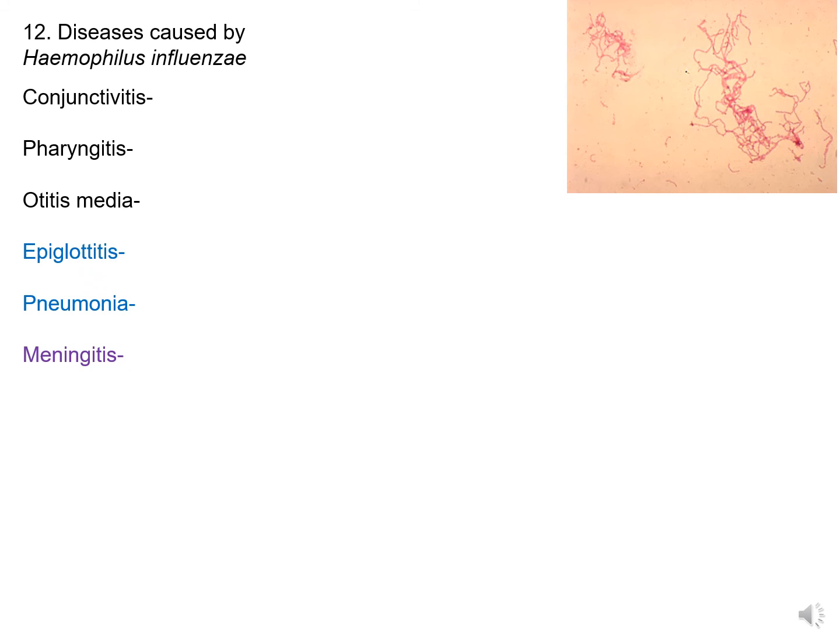Conjunctivitis is inflammation of the conjunctiva, also known as pink eye. Pharyngitis is a sore throat. Now, with pharyngitis, it will also produce lesions just like strep. So that's why we have to test to know which one it is so we can use the appropriate antibiotic. In kids, it also produces middle ear infection.